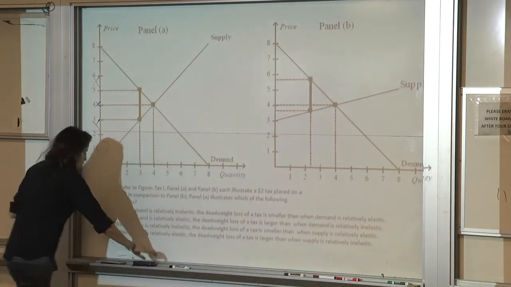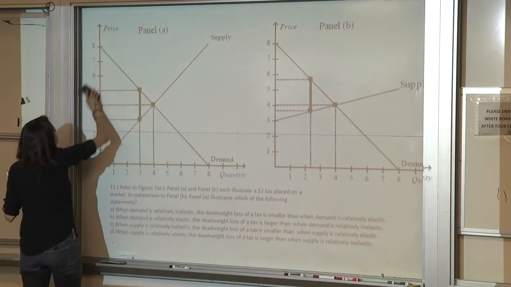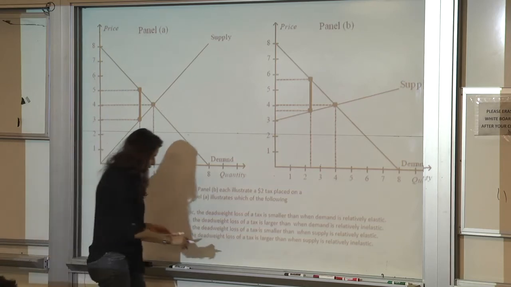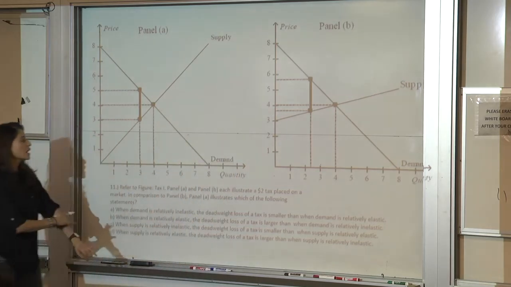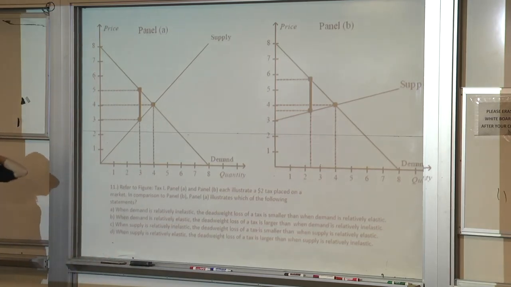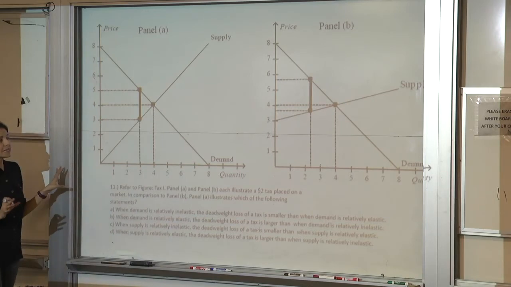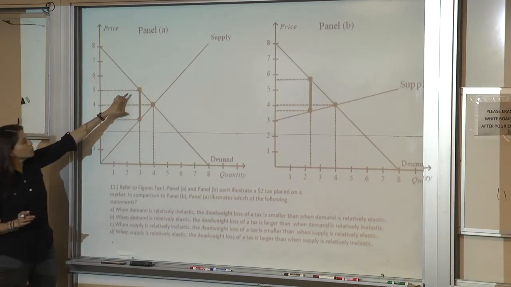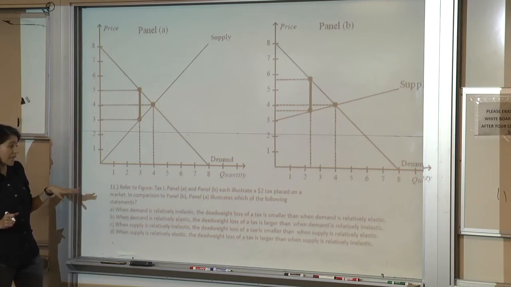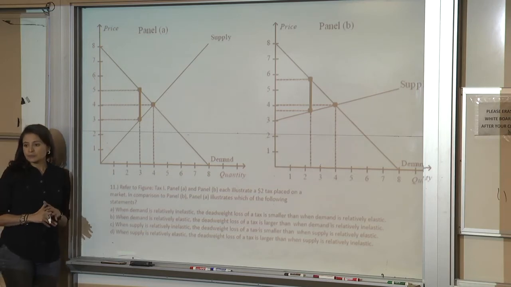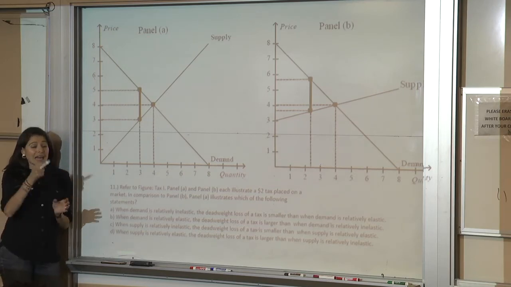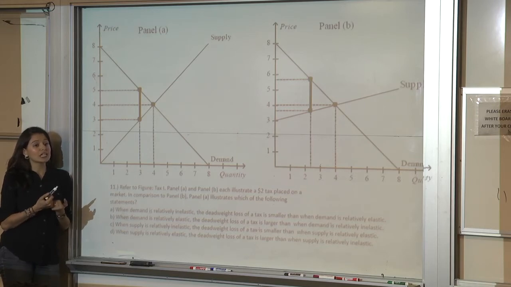Okay, now, this is also an important question because you get many of these. You have two graphs here. They are basically the same. They both illustrate a $2 tax placed on the market. But what is the difference between these two? Elasticity in the supply or the demand function? In the supply function, okay?